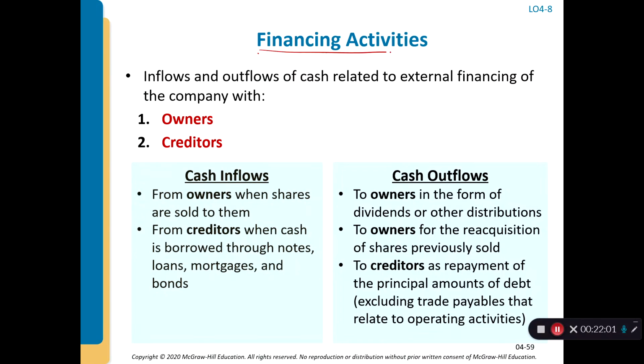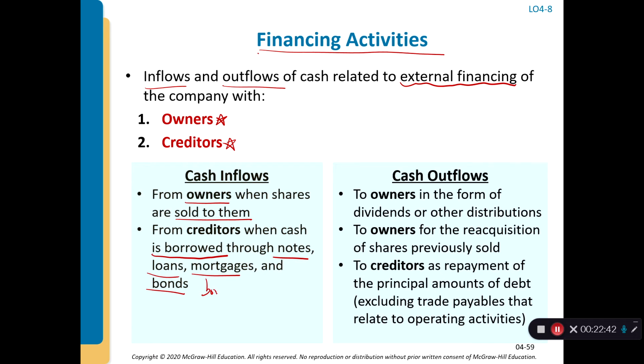And then in terms of financing activities, it's related to the cash inflow and outflow of cash related to external financing of the company. Like in the first chapter, I mentioned that it's related only to two parties. Simply put, either owners, meaning the stockholders, or creditors, right? So the cash inflows related to owners come when the shares are sold to them, right? And from creditors, you have a cash inflow when cash is borrowed through notes and loans and mortgages and bonds that you owe, right?